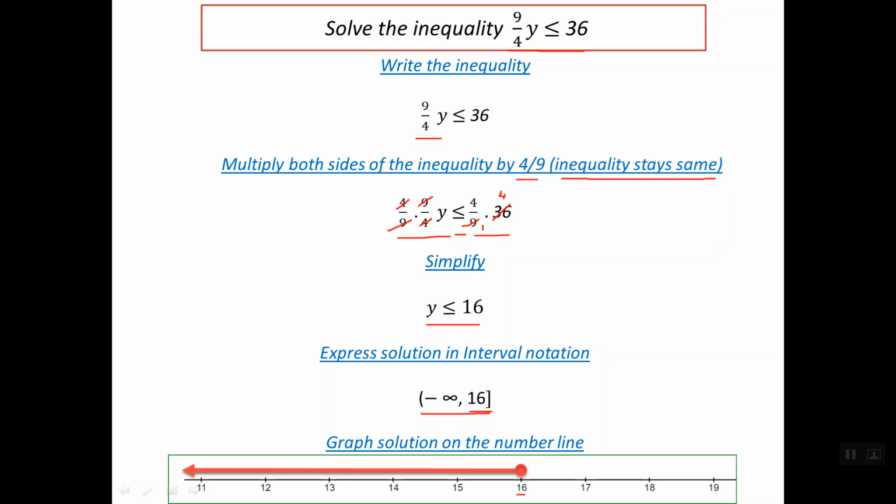That's all about how to solve inequalities using the multiplication and the division properties.